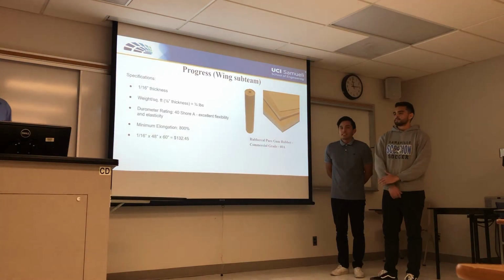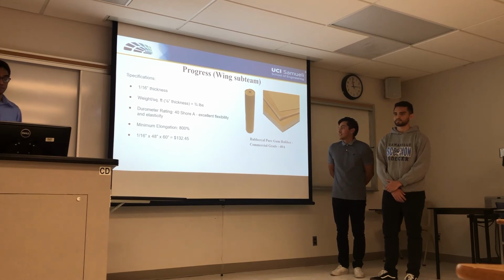We have also completed research on the wing skin material. Our team has decided that as of right now, the best selection would be Pure Gum Rubber from Rubbercal, a company located in Fountain Valley. This rubber has a minimum thickness of 1/16 inches, which is ideal for our wing. It is also very flexible and elastic, as it has a minimum elongation of about 800%, so it should not tear as the wing rotates. It will also only cost about $132 for an entire sheet, which is more than we need. It will provide us about 3 times the amount we need for the wings.